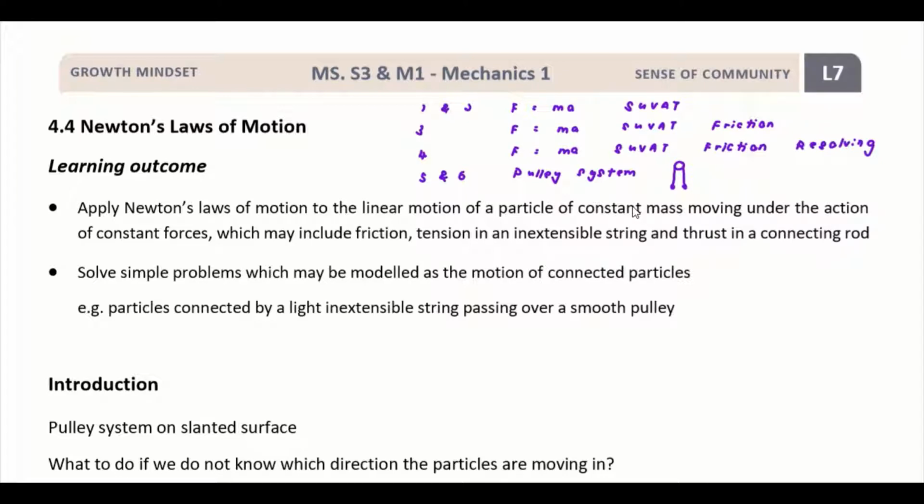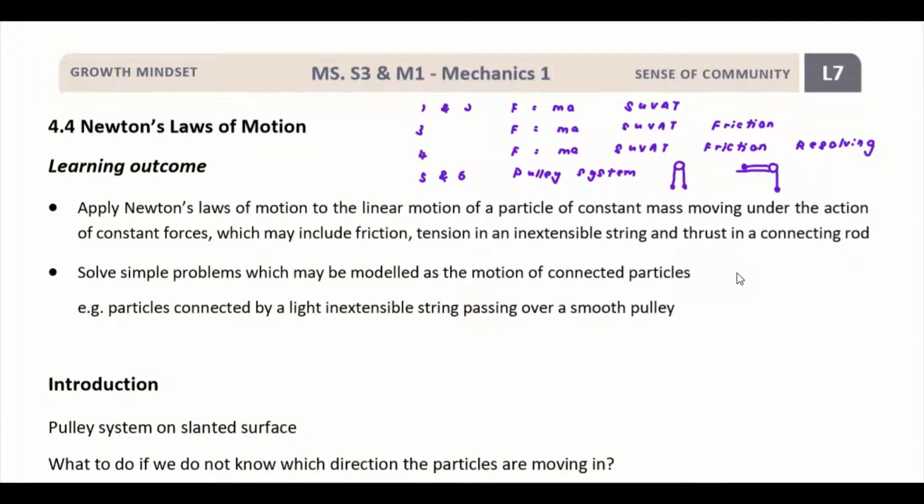In the sixth lesson, we talked about the pulley system placed at the edge of the table. So it's something like this. You have a pulley on the table, the particle on the table is connected over the pulley, and at the other end you have the other particle. For today's lesson, we are still going to discuss the pulley system, but on a slanted plane.